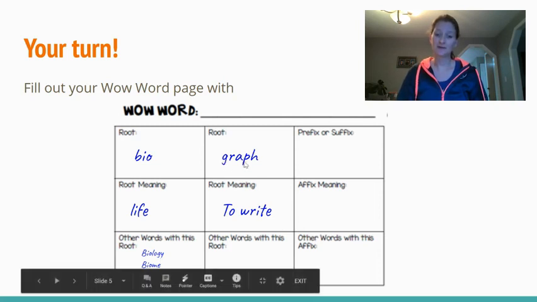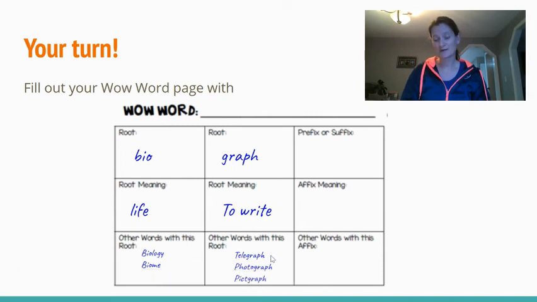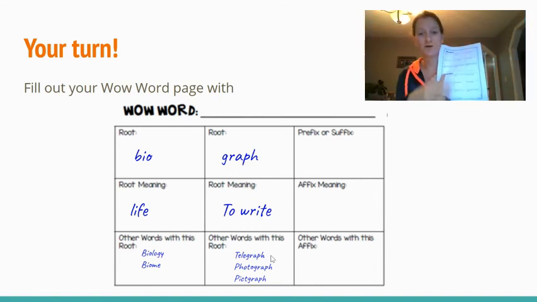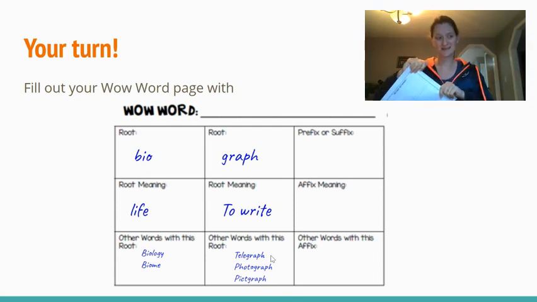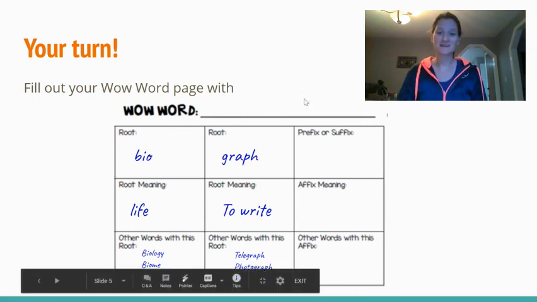And then we have our root word graph, which means to write, and some other words with graph in them, like telegraph, photograph, pictograph. Again, see what words you can think of that have graph in them, and maybe ask some people in your home. What I would like you to do is in your Canvas assignment, after filling out your wow word graphic organizer in your vocabulary journal, is to open the text box and see if you can tell me and type a word for me that uses bio or graph in it. Be looking out for those wow words around in what you're reading and writing and seeing and talking and listening and hearing about.